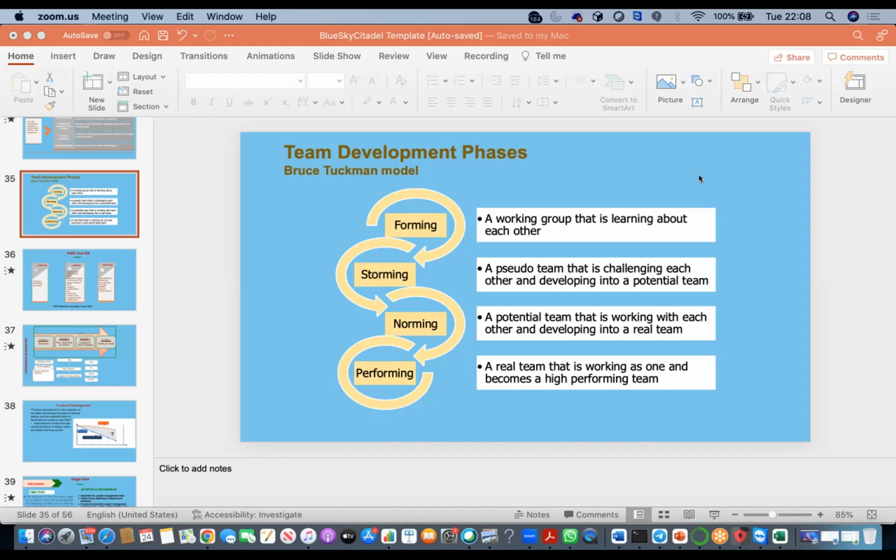But when you know that this is a pseudo team and this is the level that they're on, the storming level, it would help you to be able to say, you know what, let me start to plan activities that can bring them closer. This is part of the skills you need to learn as an ADM. Does that make sense?